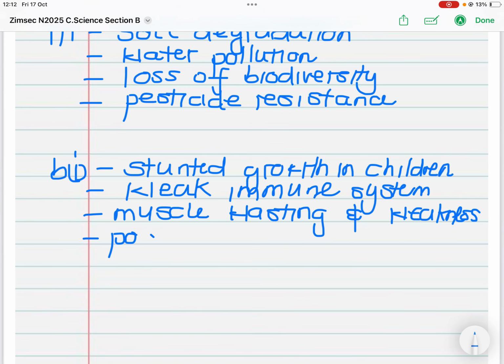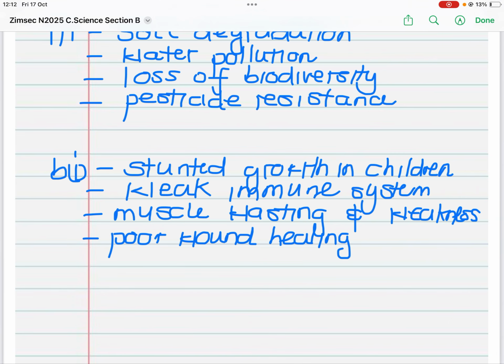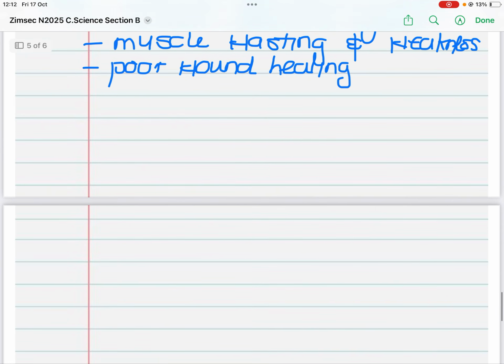These are some of the effects of malnutrition. There's also poor wound healing. So there are so many effects of malnutrition. And then finally on part C, we are now required to give nutrient requirements for a pregnant woman.